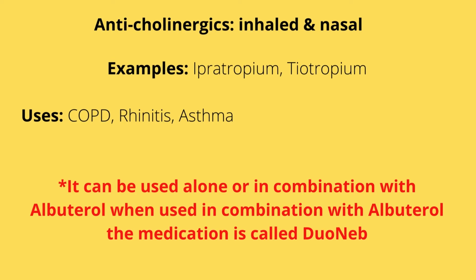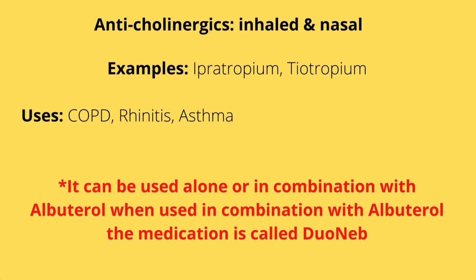So examples include ipratropium. It's used for COPD patients, for rhinitis, and we know rhinitis is like a congestion like running nose, as well as asthma. But with asthma, it's kind of off-label use. It can be used alone or in combination with albuterol. And if it's combined with albuterol as one, it's known as DuoNeb. That's how the medication is called.